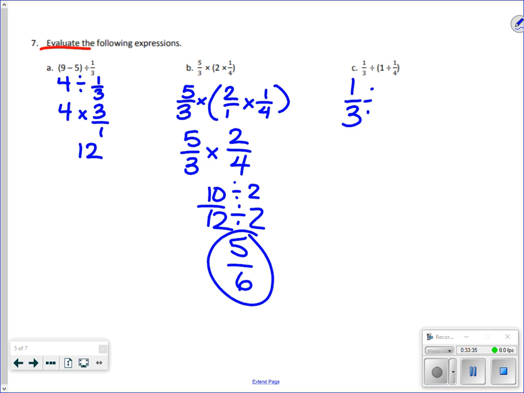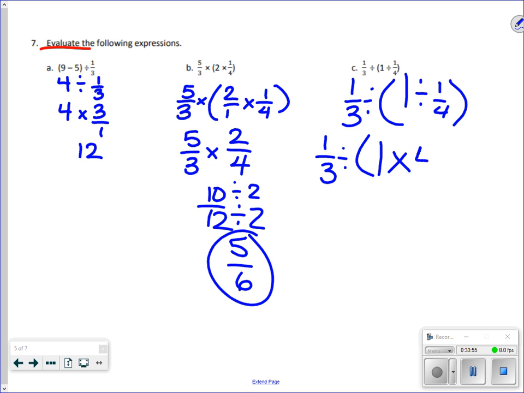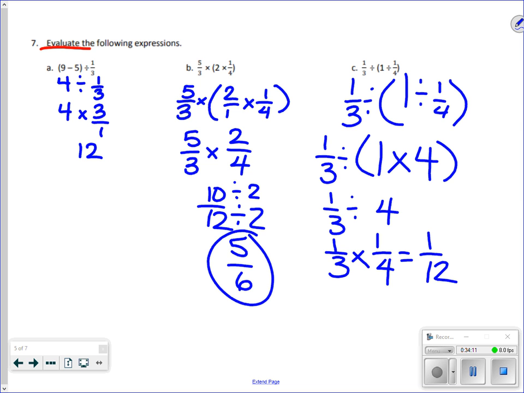1/3 divided by 1 divided by 1/4. What did you get? 12. You would not get 12. You would get 1/12. So 1/3 divided by 4. Keep, switch, flip. 1/12. There is nothing but division. Keep, switch, flip. Keep, switch, flip. 1/12.